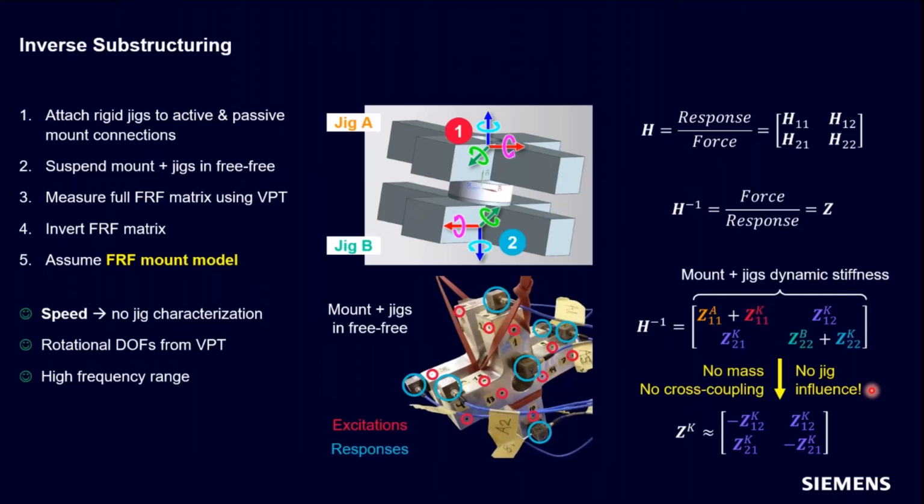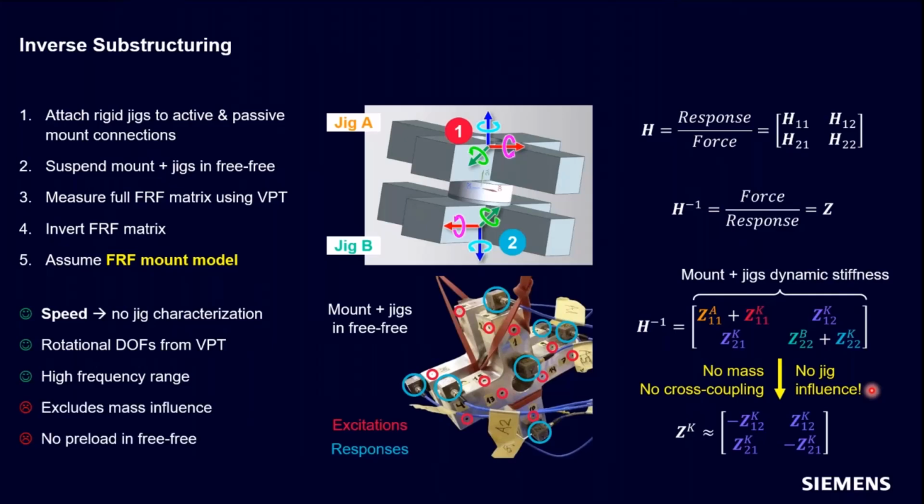Another benefit here is because we're using VPT, the rotational DOFs actually come for free as part of that transformation. Instead of estimating XYZ dynamic stiffness, this is going to be a full 6x6 transfer stiffness that we're estimating at the end. And the frequency range for VPT can be quite high, so easily in the kilohertz range. In reality, as you'll see later, it really depends on the rigidity of the jigs that you use. So that's the bottleneck, if you want, for the frequency.